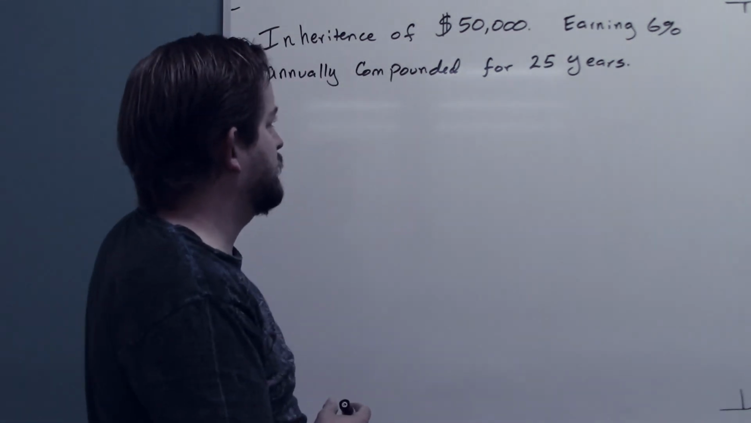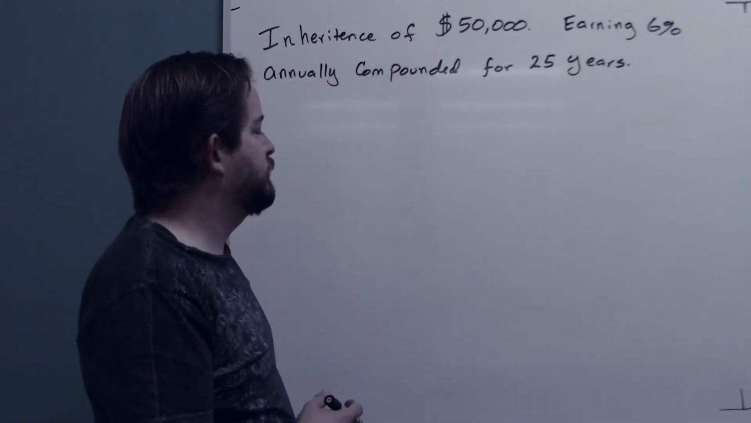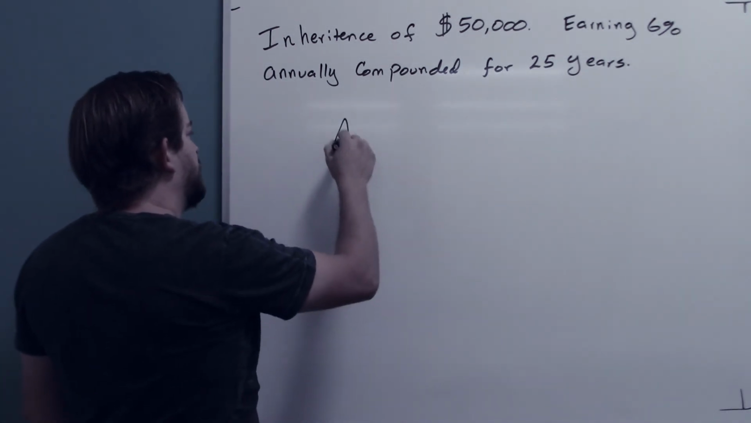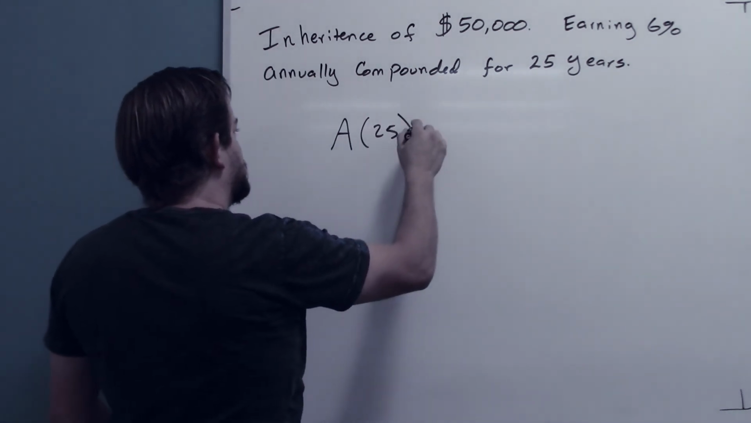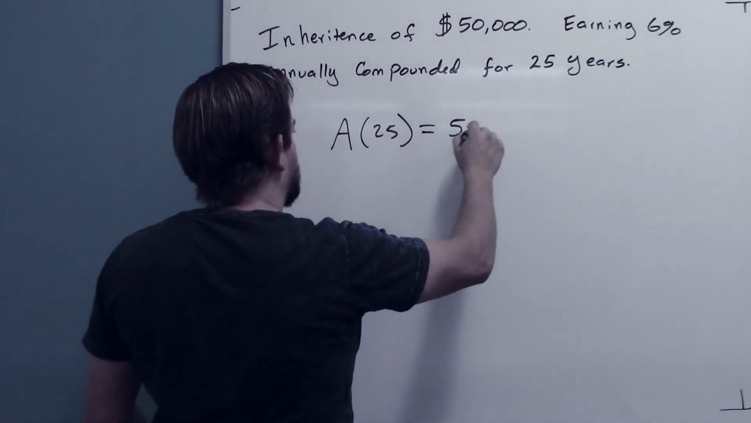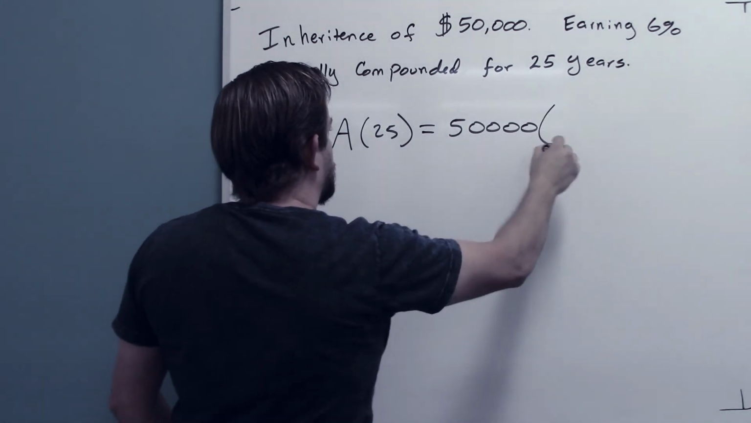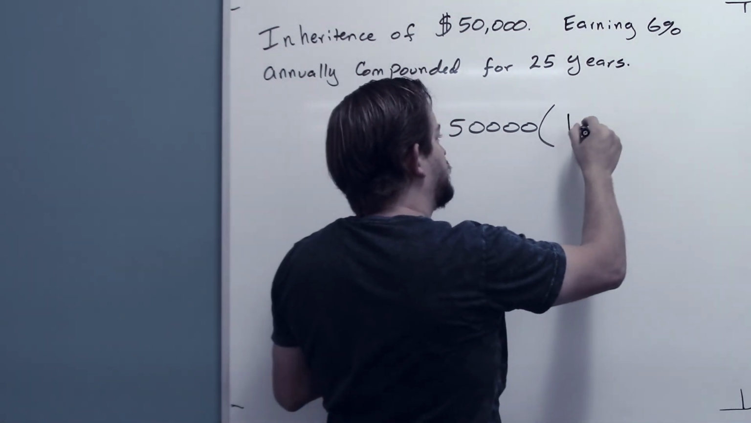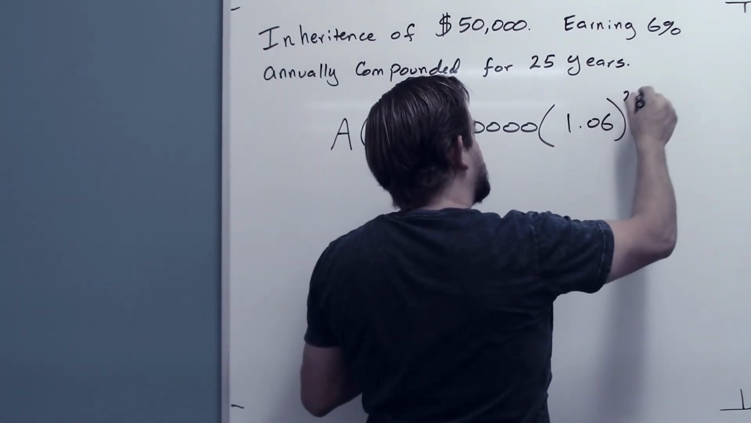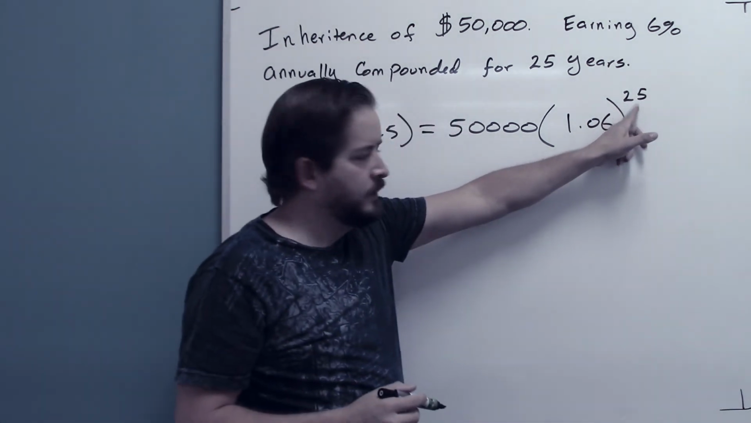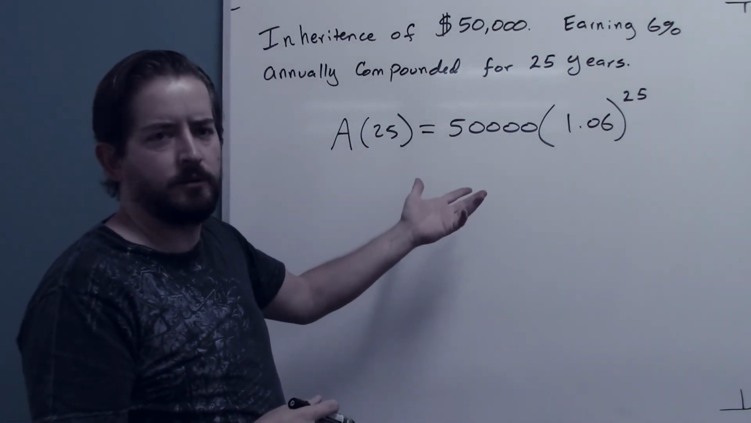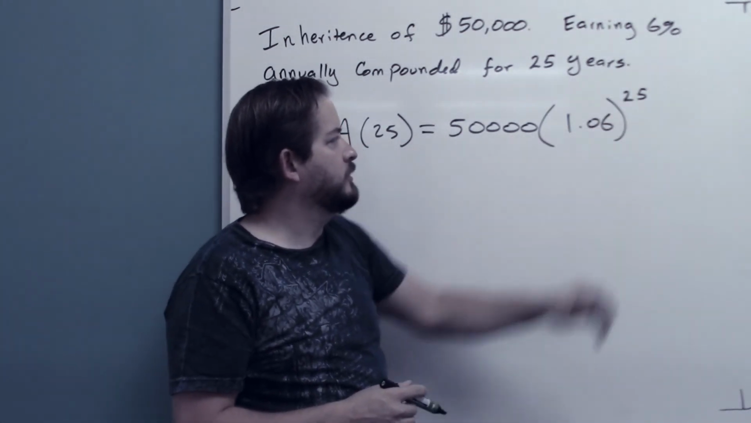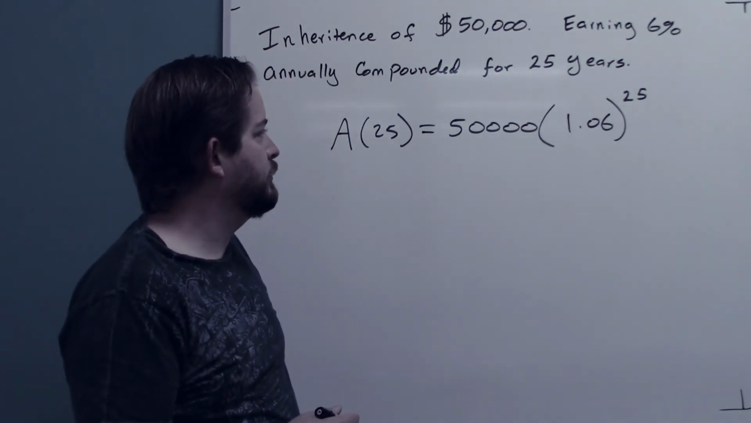If we instead throw it in that account, earning 6% annually compounded for 25 years, how much do we have at the end, right? Well, then we're asking the amount after 25 years, which is equal to the principal, which is that 50,000, multiplied by, we're earning 6%, so the 1 plus R becomes 1.06, and then we're raising that to the 25. And again, that's where the power is in the power. That's where the magnitude of this number is going to become great, is with that 25.